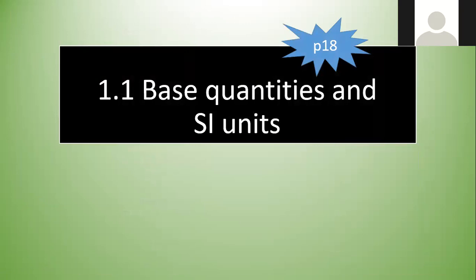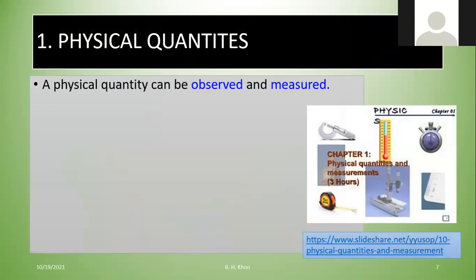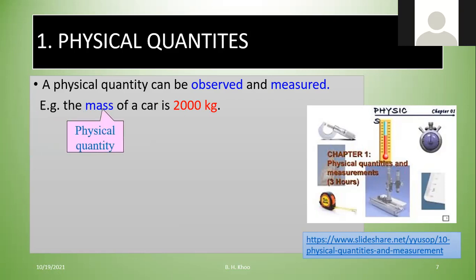Okay, base quantity and SI unit. Physical quantities can be observed and measured. That's important. Right? You can use a thermometer to measure the temperature, or we can use a stopwatch to do the timing. Example, mass of car is 2,000 kilogram. Mass is a physical quantity. Car is the thing that you want to measure. Right? The magnitude, or the size, is 2,000. How big, how small? Then the unit is important. A physical quantity has a magnitude and a unit.